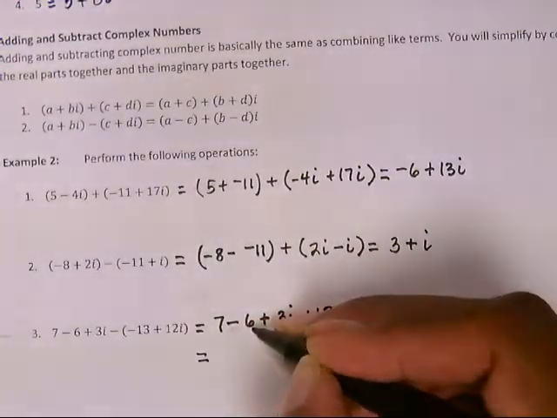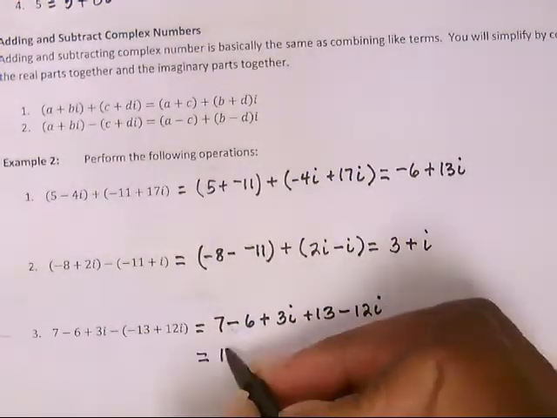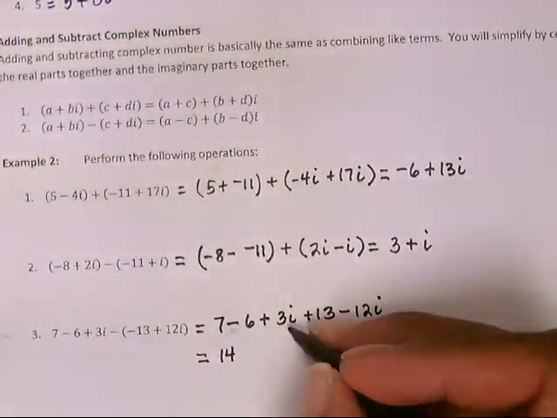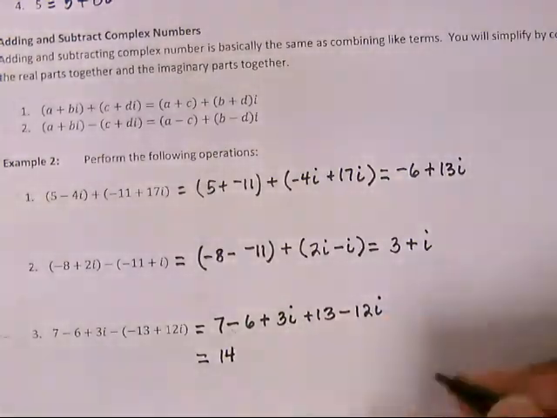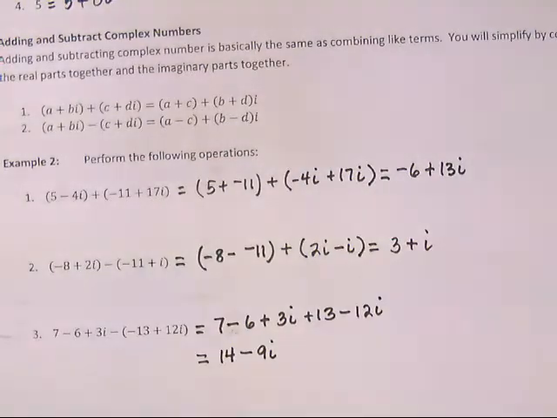If I do 7 minus 6, that's going to be 1. 1 plus 13 will be 14. And then these like terms, 3i minus 12i, that's going to be a minus 9i. So the final answer there will be 14 minus 9i.